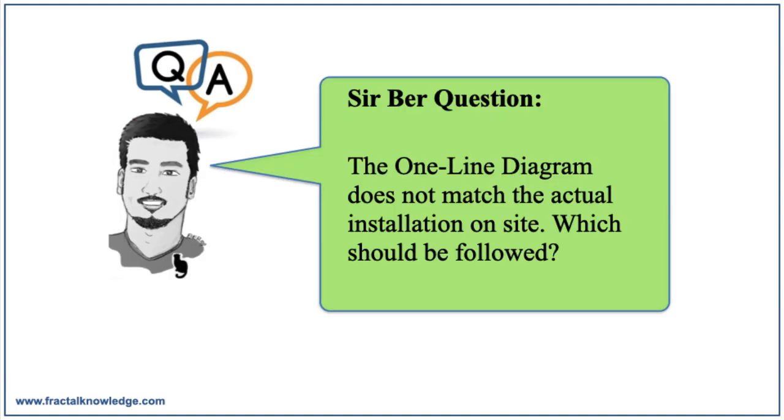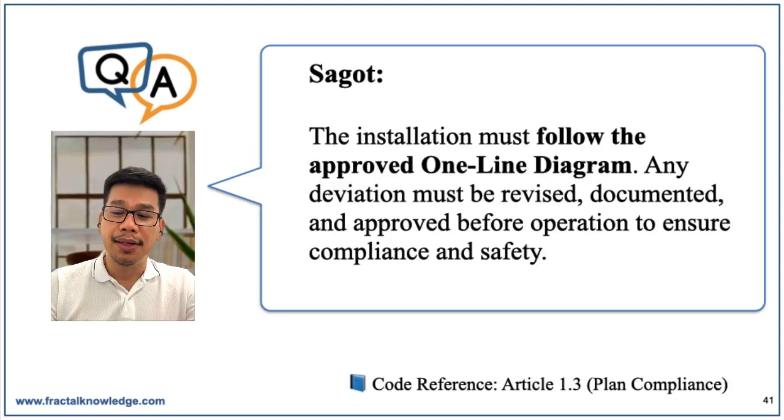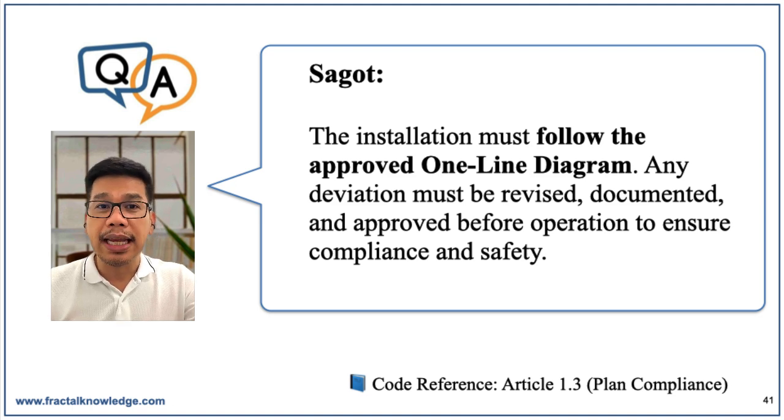Okay? Sir, another question. The one-line diagram does not match the actual installation on site, which should be followed? Nice question. Nangyayari yan. So, the installation must follow the approved one-line diagram. Any deviation must be revised, documented and approved before operation to ensure compliance and safety, and provide as-built plan when completed. Example, if the actual installation differs from the diagram, it may result in failed inspection and unsafe condition.